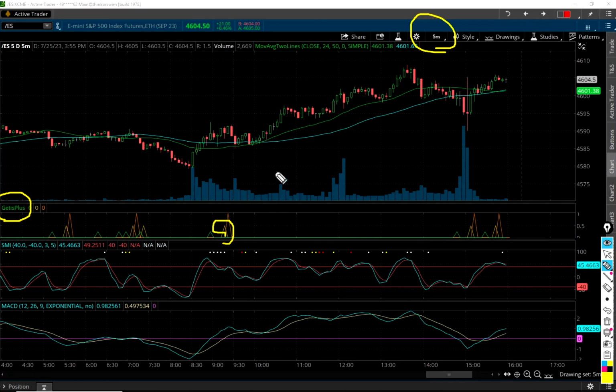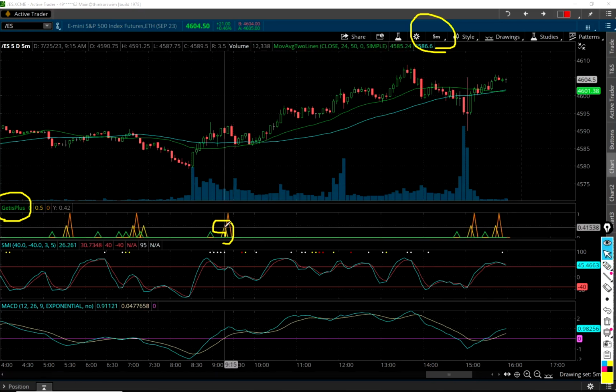In a moment I'm going to show you the alert on the Discord server. Before I talk on the chart about how I would trade this, we're going to switch over to the Discord server and find the alert that matches up with this Get Us Plus indicator at 9:15. Let's see if we can find it.